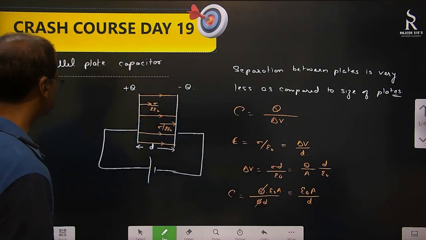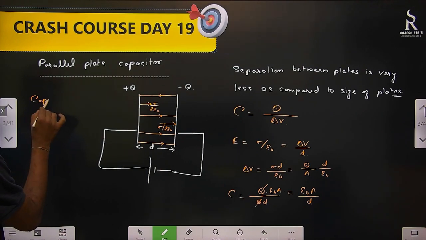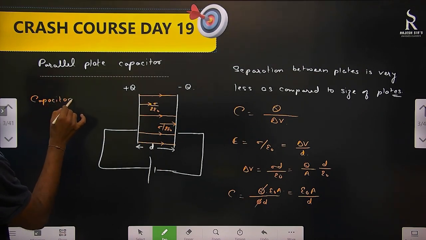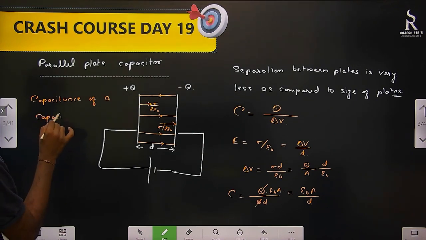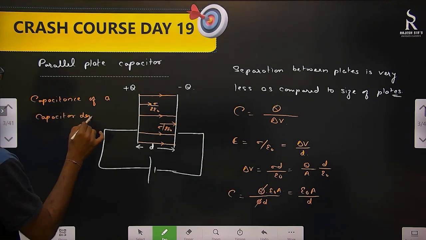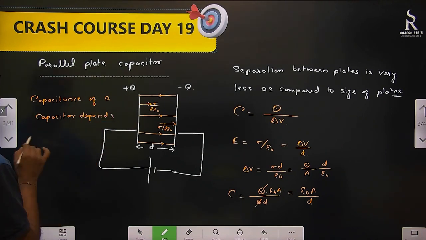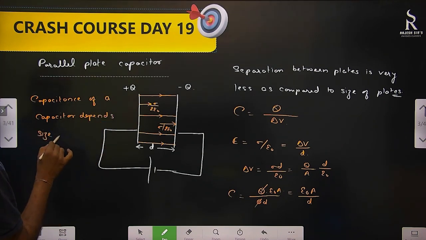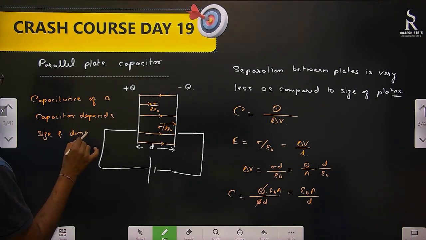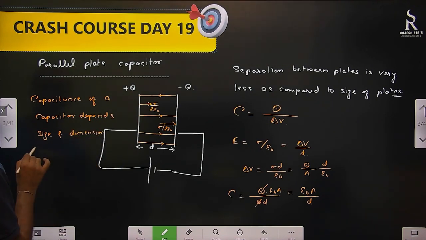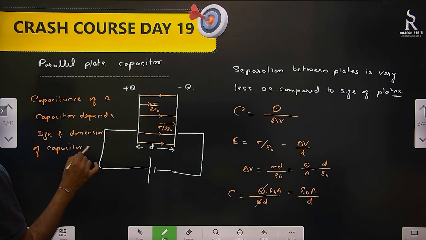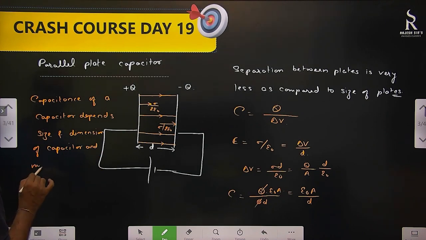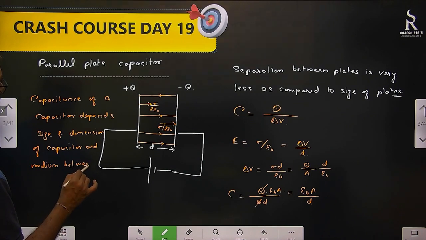So the capacitance of a capacitor depends on the size and dimension of the capacitor, and the medium between the two plates.